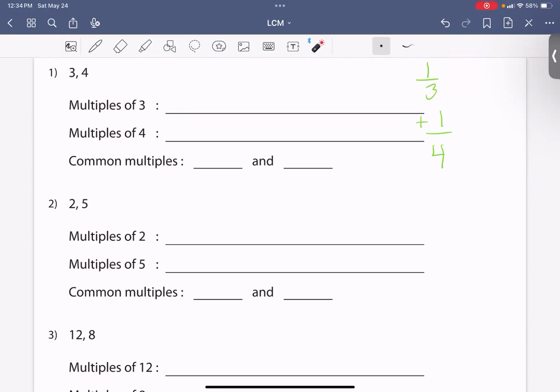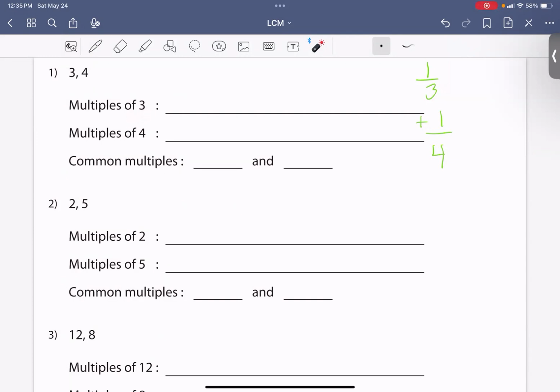And the reason it's the least is because when we find the least common multiple, we will not have to simplify the fraction in the end. A multiple means a number multiplied by a number.